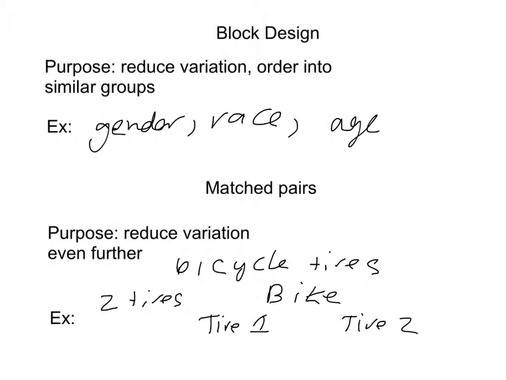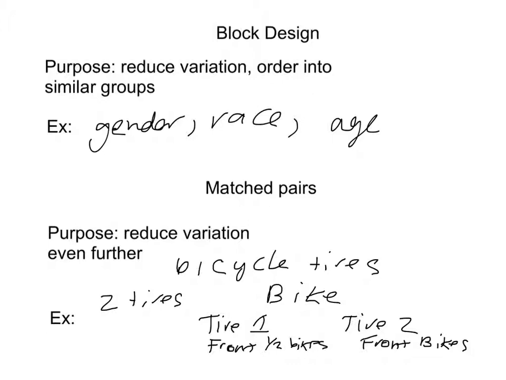And also you could implement randomization into this by saying, well, tire 1 will be on the front for half the bikes, and tire 2 will be on the front for half the bikes, because let's say the tires are different on whether it's on the front end of the bike or the back end of the bike.